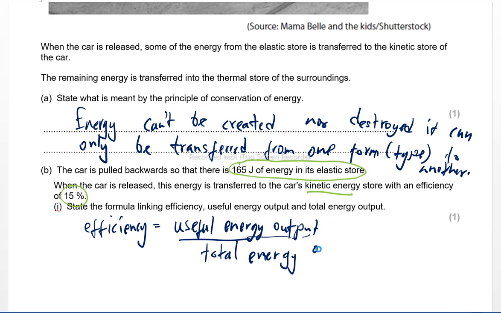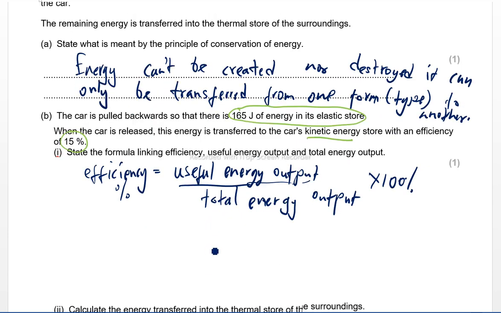Total energy output, right? So this is on a ratio. You can write it in this way, or you can multiply by 100. If you multiply by 100, what you are getting is the percentage efficiency. Okay, children?